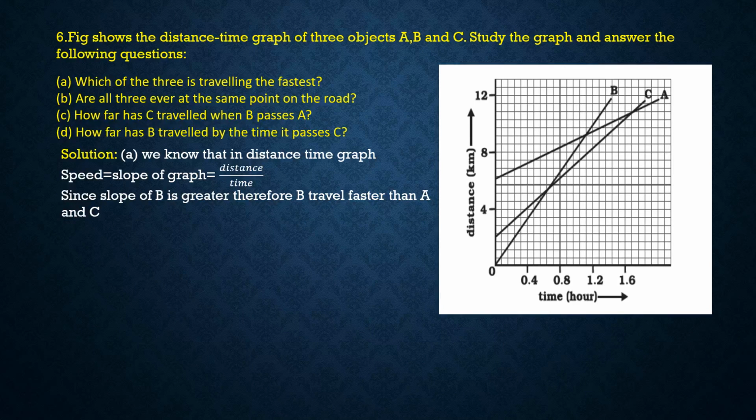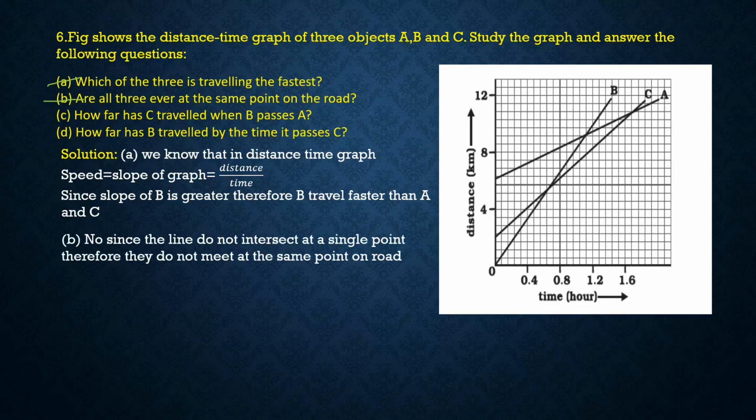Now B, are all the three ever at the same point on the road? So we see from the graph that all the three do not meet at a single point. It means they do not meet at a single point, as they do not intersect at any point.